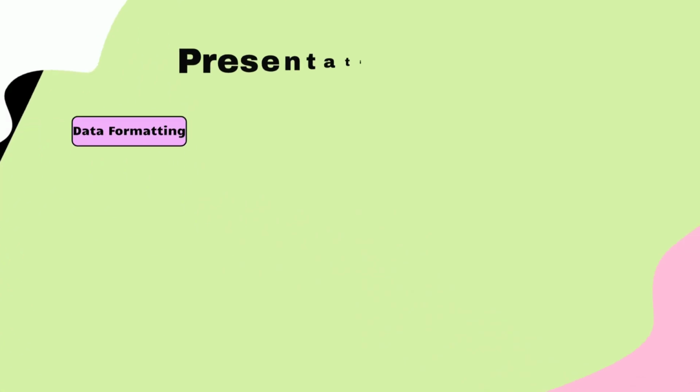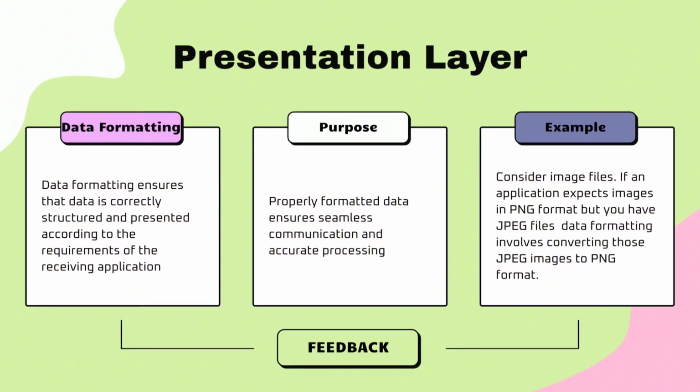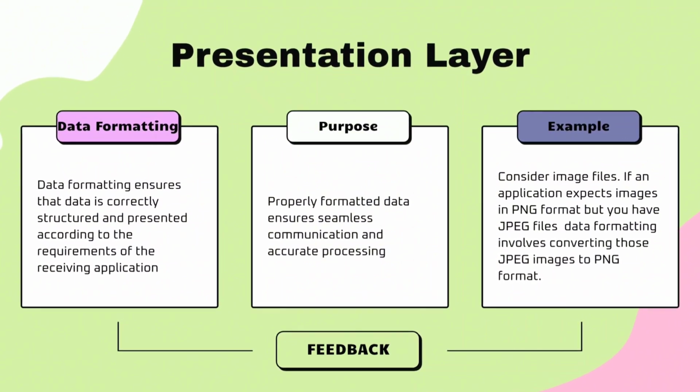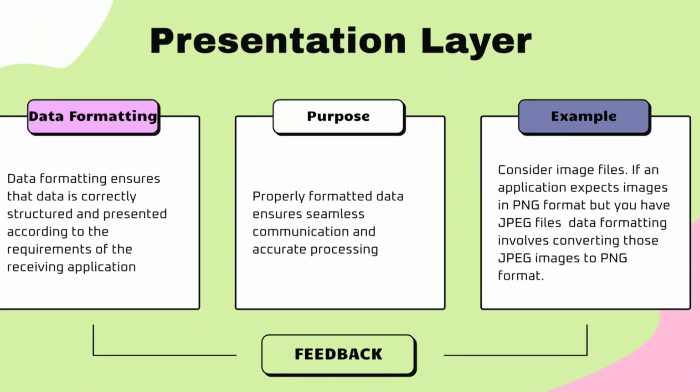Data formatting. Data formatting ensures that data is correctly structured and presented according to the requirements of the receiving application. Properly formatted data ensures seamless communication and accurate processing. Example: consider image files. If an application expects images in PNG format but you have JPEG files, data formatting involves converting those JPEG images to PNG format. This ensures compatibility and consistency for the receiving application.